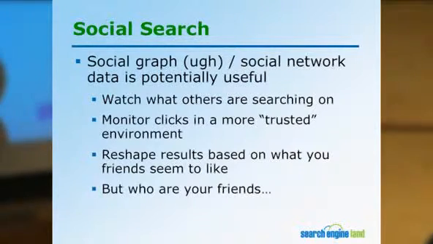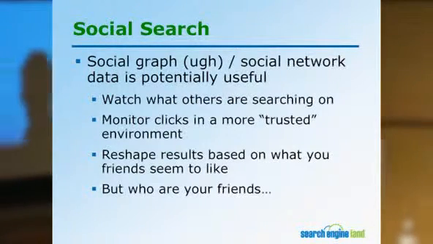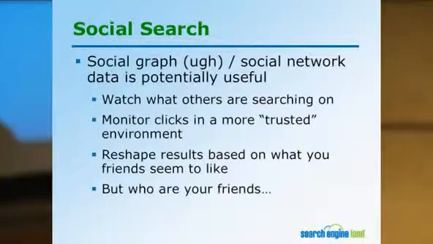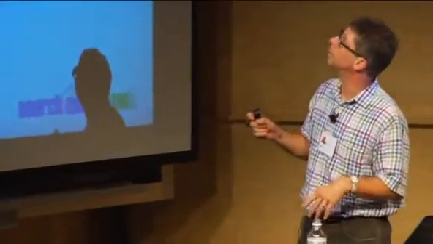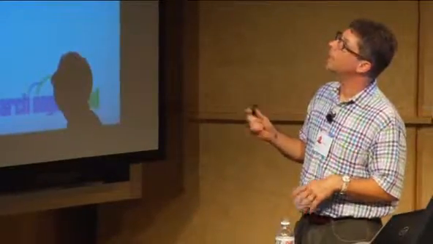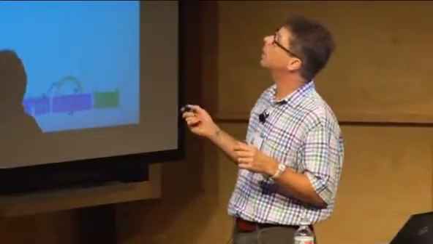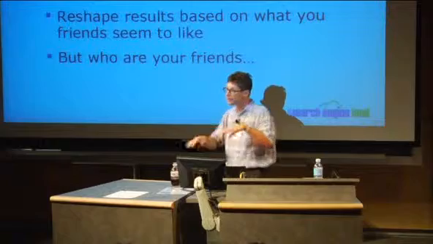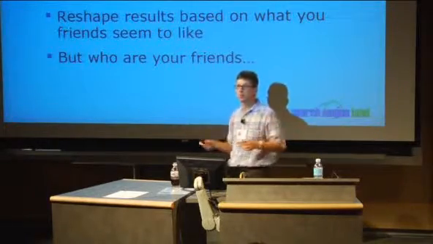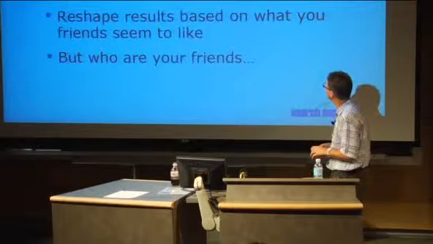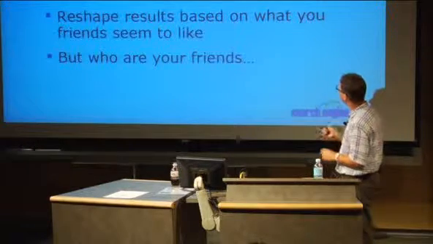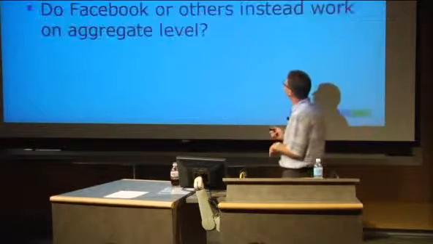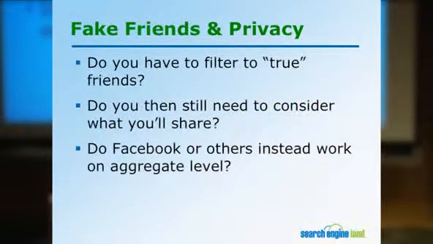If you haven't heard the term social graph, it's a really ugly phrase for knowing who all your friends are, like social link data or your social network. And the idea is, what we could do is watch what everybody's searching on, and monitor the clicks that are going on, say, within Facebook, and maybe it's a little more trusted there because spammers would never come into Facebook, never. And we'll reshape the results on what you and your friends like. That sounds great at first, and then you start thinking about it, and it starts to fall apart in a lot of ways, like your friends.